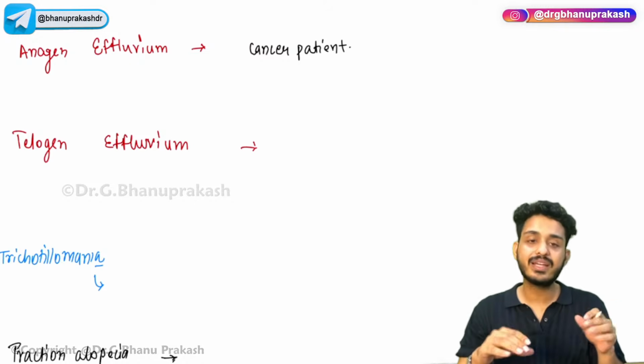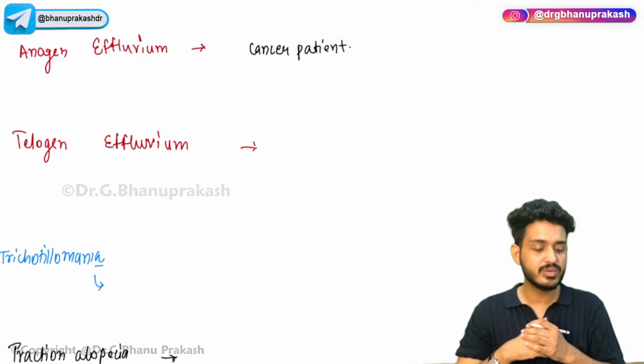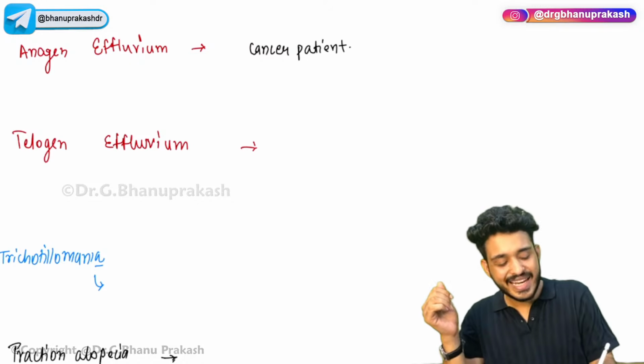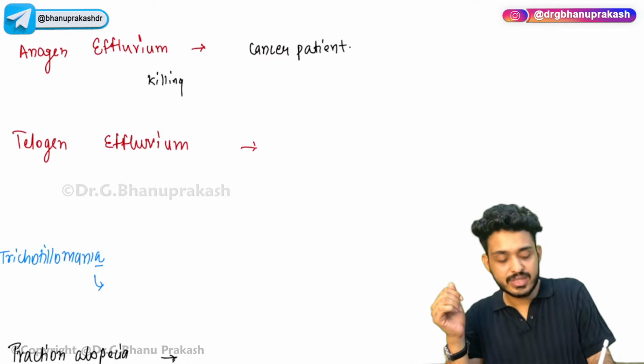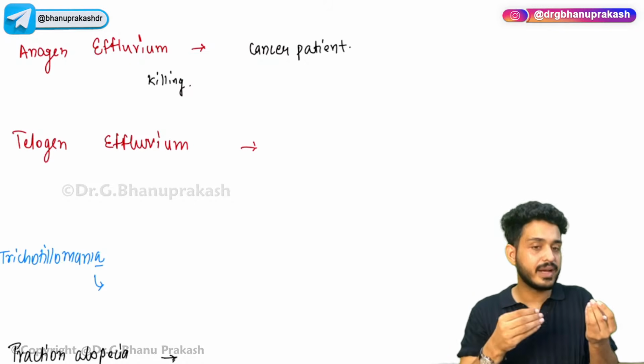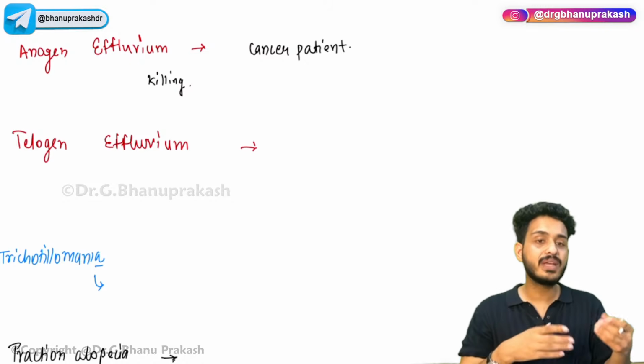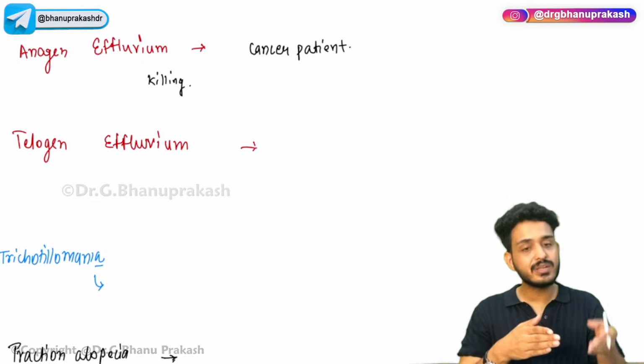All the chemotherapeutic agents, whatever drugs that we are using, what will these drugs be doing? They will be killing all mitotically active cells. Whatever cells are rapidly dividing in your body, they will be killing those cells, right? For example, your bone marrow will be having rapid division, so it will be causing bone marrow suppression.